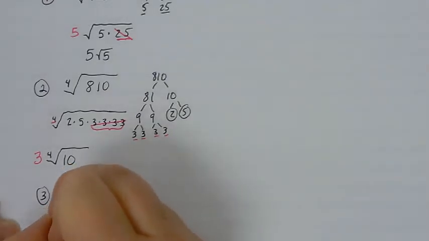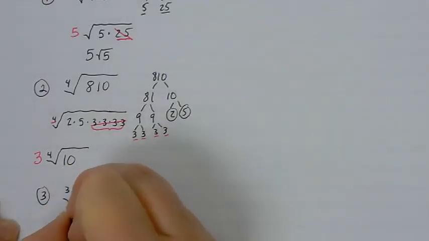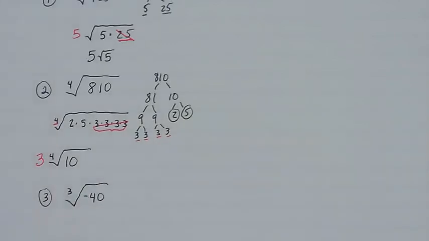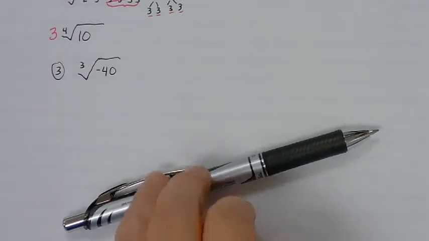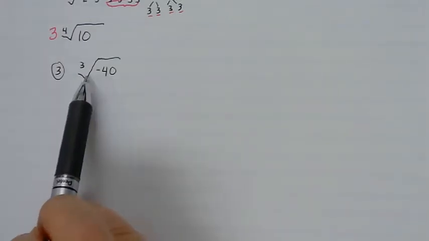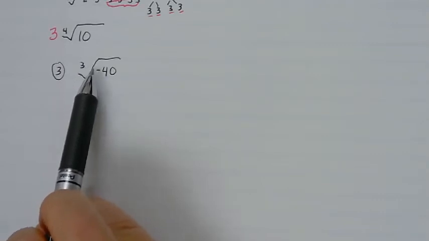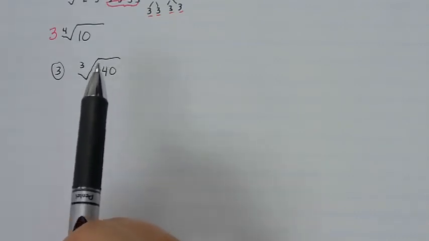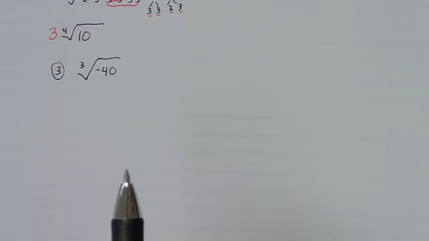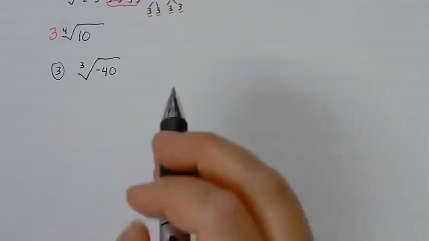The cube root of negative 40. So earlier, when we would have a negative number under a radical, we would say that this is an imaginary number. But that's not the case this time because I'm not doing a square root anymore. I'm doing a cube root. So I'm thinking of 3 numbers that multiply together that give me negative 40. So let's think about that.